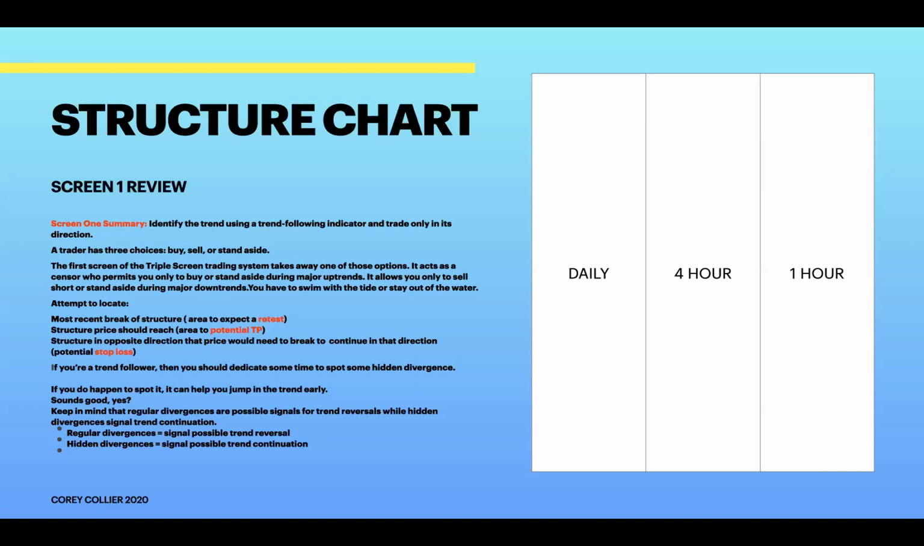Okay, guys, this right here is amazing. It should take away a lot of guessing as far as what to do, right? So you have to attempt to locate on one of these three time frames: the most recent break of structure, an area to expect a retest. That's what the most recent break of structure is, right? You want to find structure price should reach. That's your area for potential take profit. Then you want to find structure in the opposite direction that price would need to break to continue in that direction. That's a potential stop loss area.